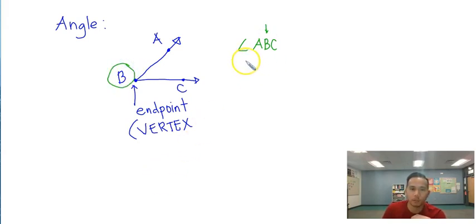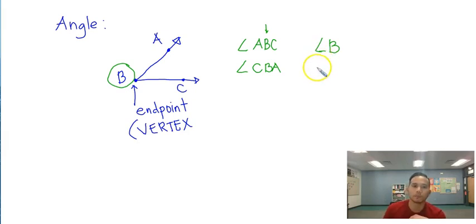Or you can name this one as angle CBA. Your A and C can interchange, but not the B. B is always in the middle. It's the vertex, so you have to base your name on the vertex. Make sure that the middle letter is the vertex. Or you can also name this one as angle B, just the vertex. You can do that.